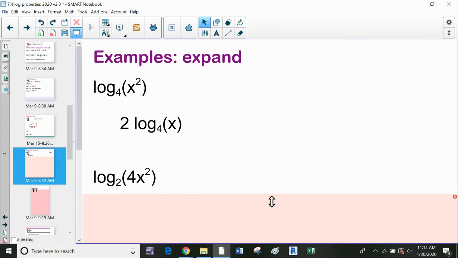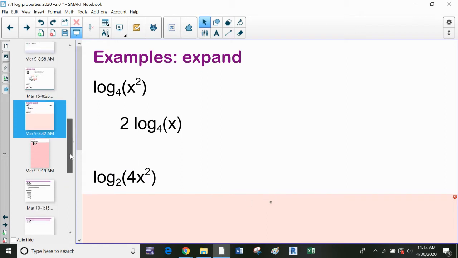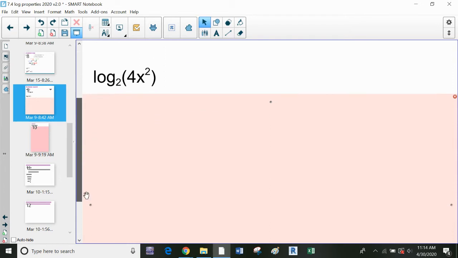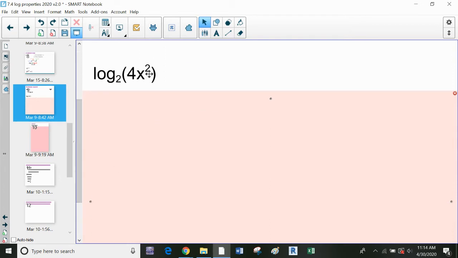Let's try another one. Log base 2 of 4x squared. Well, I've got an exponent, but the exponent only applies to the x. It doesn't apply to the 4. So I don't want to bring it down in front of this because then it'll make it apply to the whole thing. If the exponent was outside the parentheses, then I absolutely would bring it down front. But it's tucked inside and it's only applying to the x, not the 4.